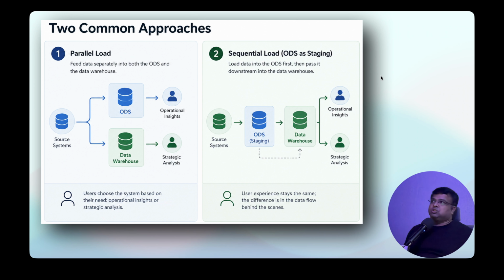The second approach was the sequential load, that is, to first load the data into the ODS and then pass it downstream into the data warehouse. In this setup, the ODS also acts kind of like a staging layer. The user experience stayed almost the same. The main difference, however, was how the data flowed behind the scenes.